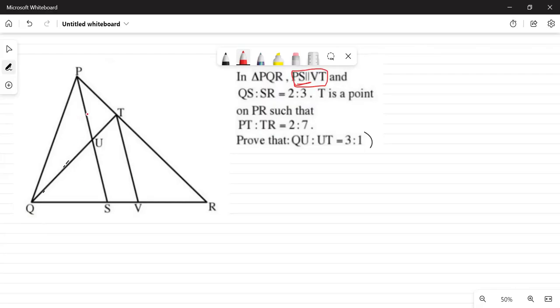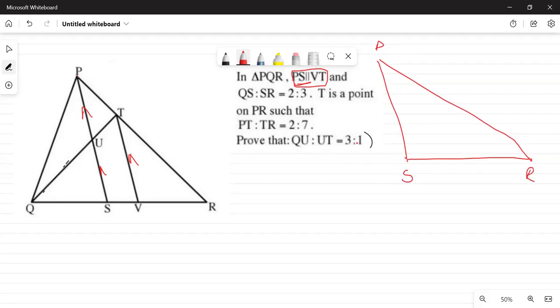So what are the parallel lines? The parallel lines are your PS and TV. So these two lines are parallel again. Now, what do the parallel lines give you then? It gives you the triangles that you can use. The triangles that you can use, as we are saying, you can use PSV. Or PSR. So we can use triangle PSR. And then in PSR, we have PS, which is parallel to TV.